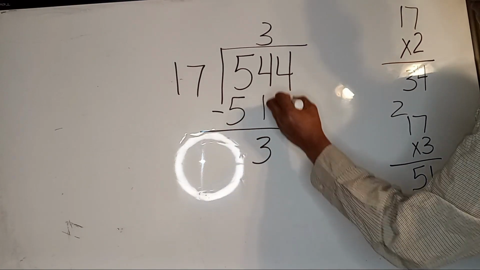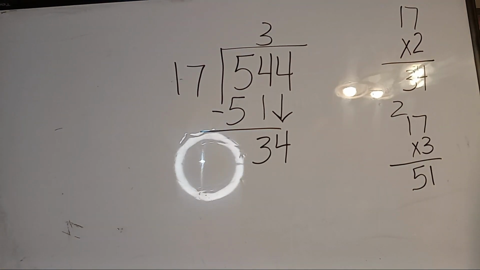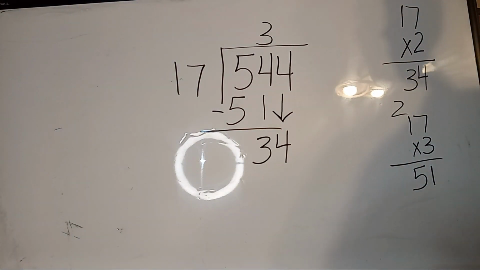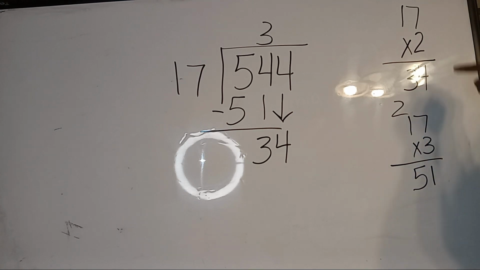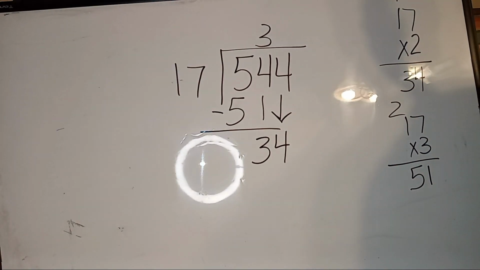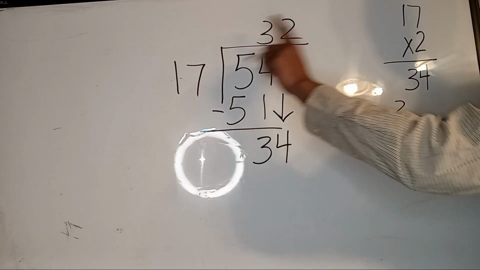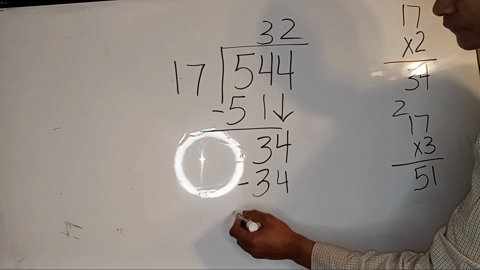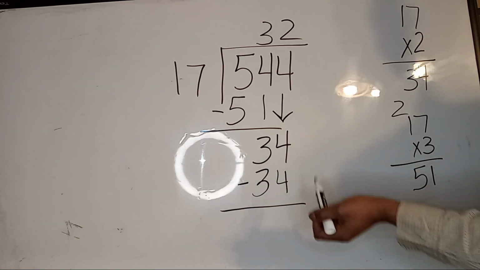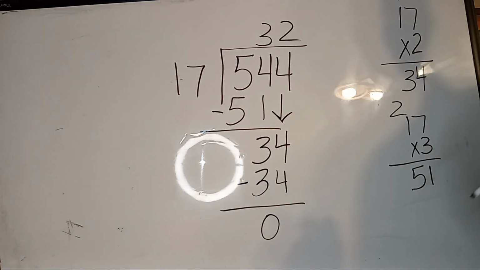All right, and now we're just going to bring down that 4, and that's going to give us another number of 34. But if you realize, when we first started, we did 17 times 2, and that got us the 34 that we needed. So we should already know that it's 2 groups that we need to get us to 34. So we're going to write our 2 here. We do the multiplication again, which is 2 and 17, gives us a 34. We put that right up underneath the 34 that we have. And we know 34 take away 34 leaves us with 0. And our answer is 32.